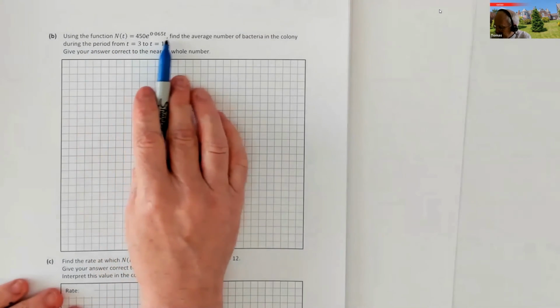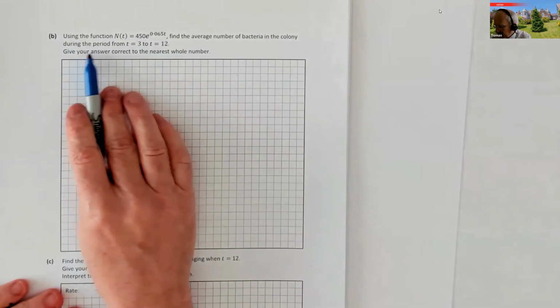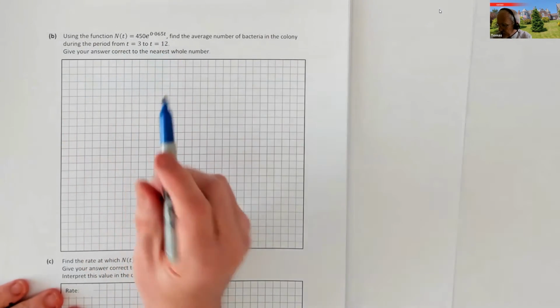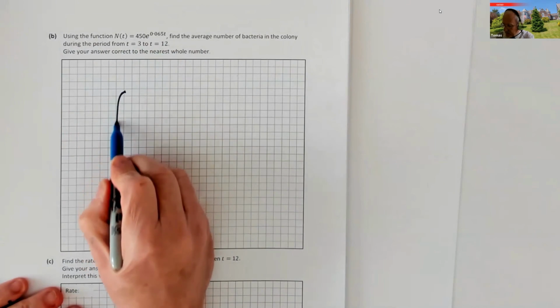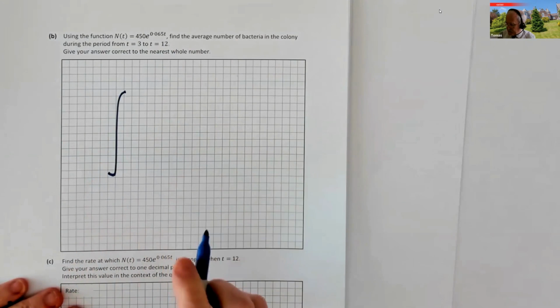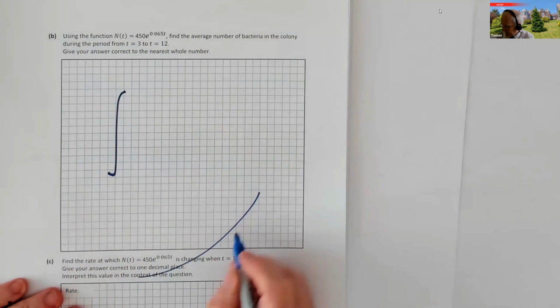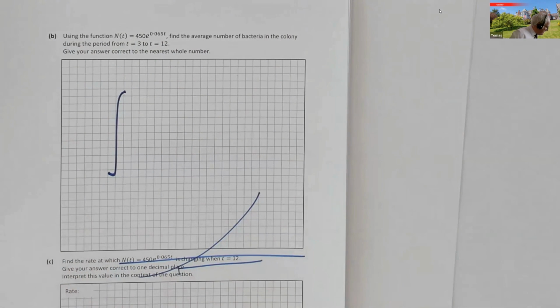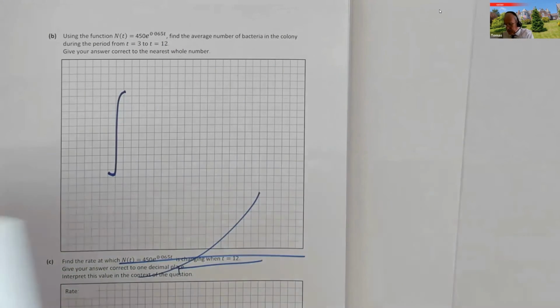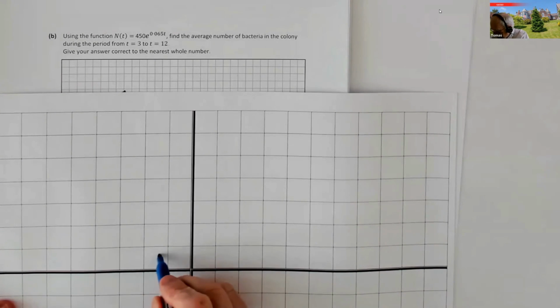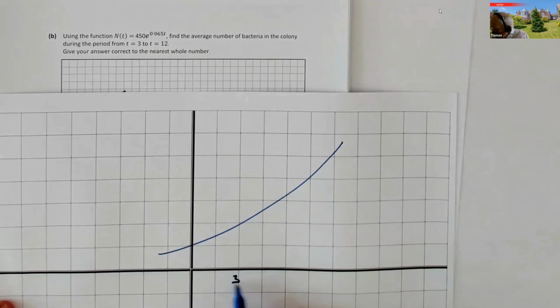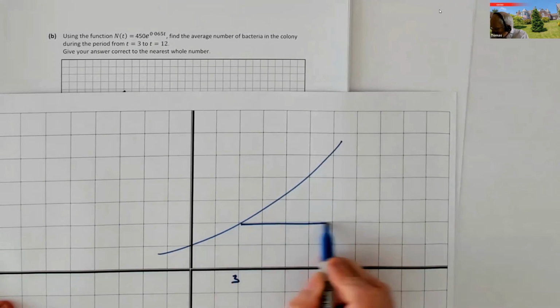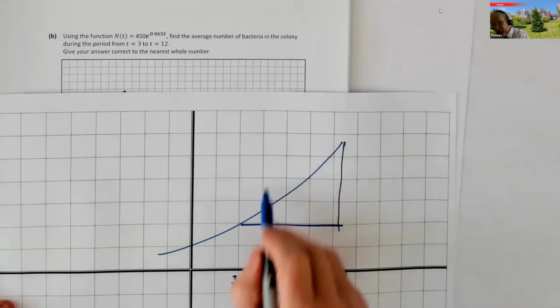Using the function this, find the average number of bacteria in the colony during the period from 3 to 12. If I want to find out the average of a graph, I really have to integrate between, say, let's say this is on my XY graph. Let's say the graph is something like this, and I want to find the area between 3 and 12 or something, this area here. I'll really have to integrate.